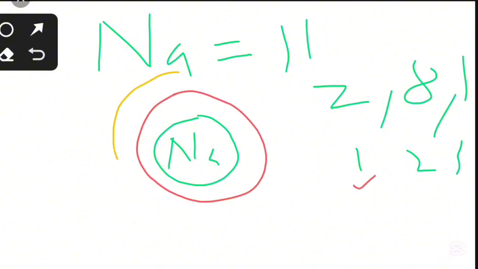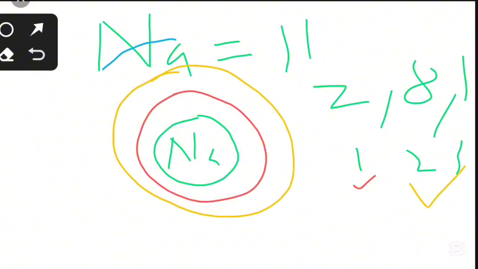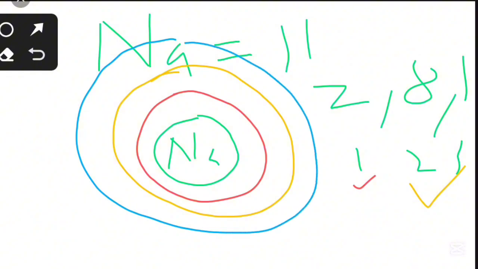Then this is the second cell, and we need a third cell. In the first cell we have 2 electrons, in the second cell we have 8 electrons, and finally 1 electron in the outermost cell. This is how the atomic structure is drawn.